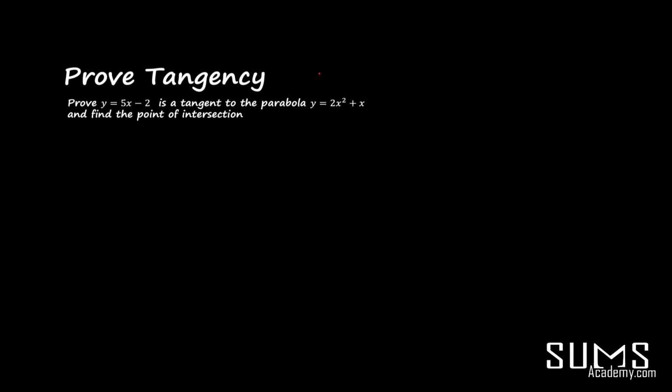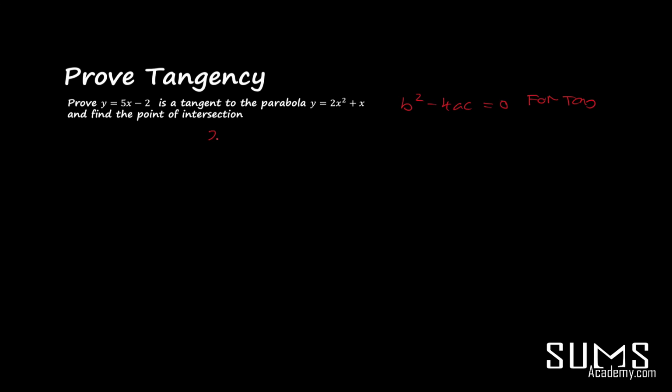So now we're going to do an example. I'm going to try and prove tangency using our knowledge about the discriminant. We're asked to prove that y equals 5x minus 2 is a tangent to the parabola y equals 2x squared plus x. And then we're asked to find the point of intersection. Well, we know that b squared minus 4ac equals 0 for a tangent. So we can use this to our advantage to solve this problem.